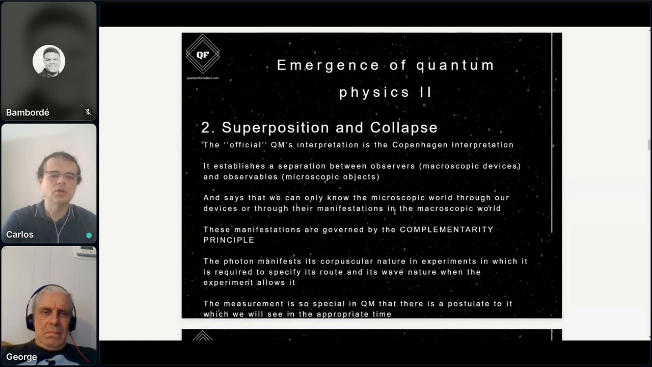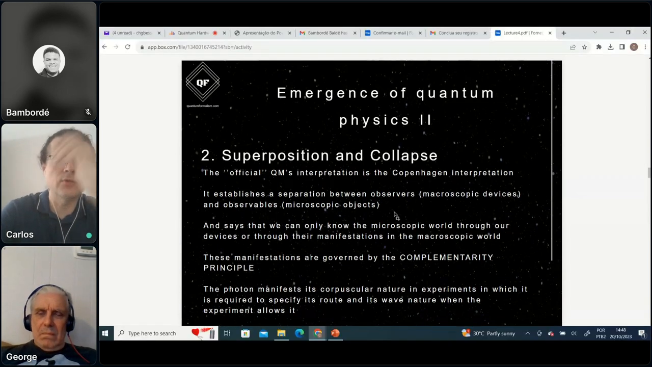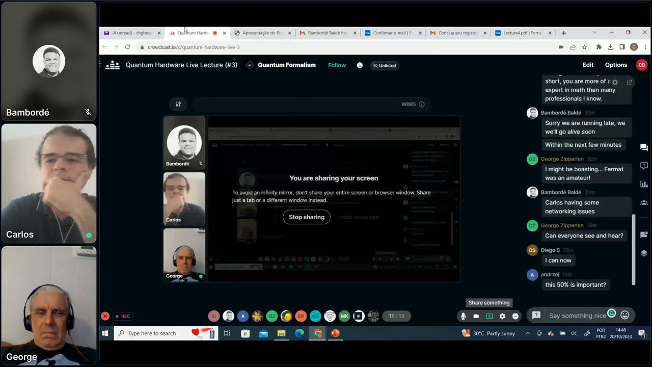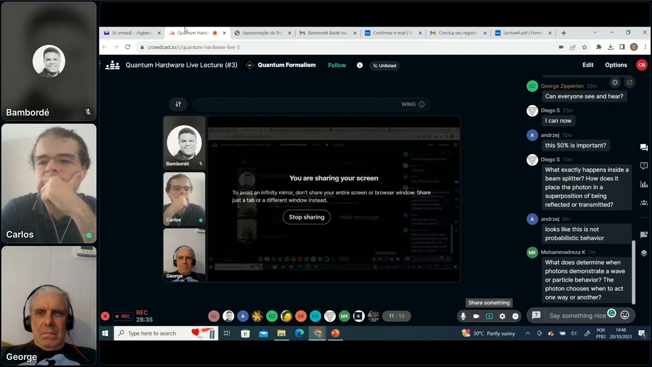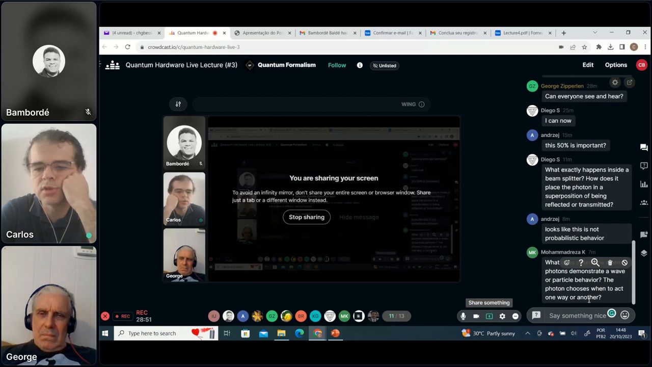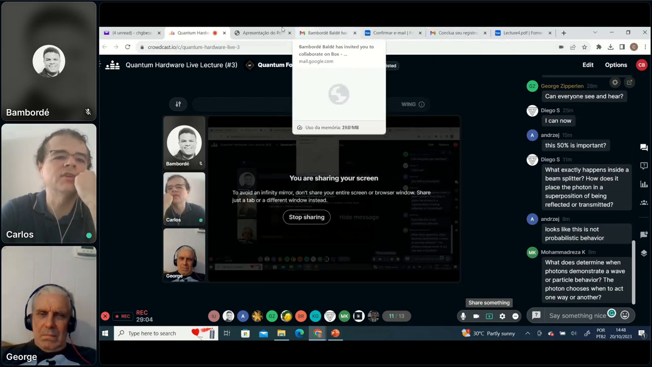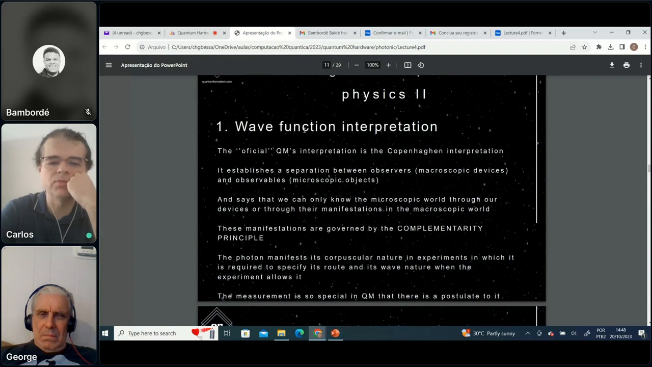Okay. So I don't know if with this I could answer the questions, because I think it was related. Let's see what exactly happened inside the beam splitter. What determines when photons demonstrate wave or particle behavior? Oh, I think I answered the Mohammed Reza question. Yeah, the photon is in superposition when it passes the first beam splitter.